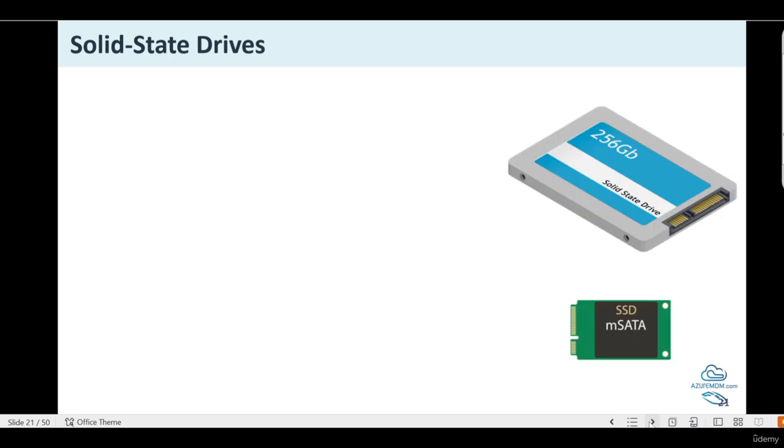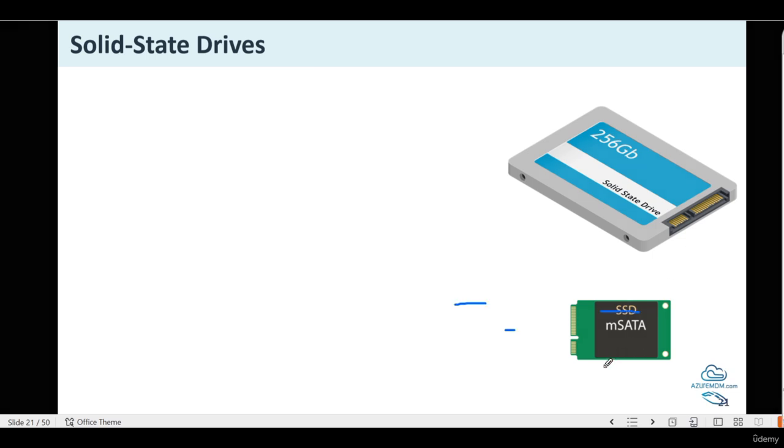These are the pictures of SSD. This is the SSD mSATA, and this is a 256 GB SSD picture.